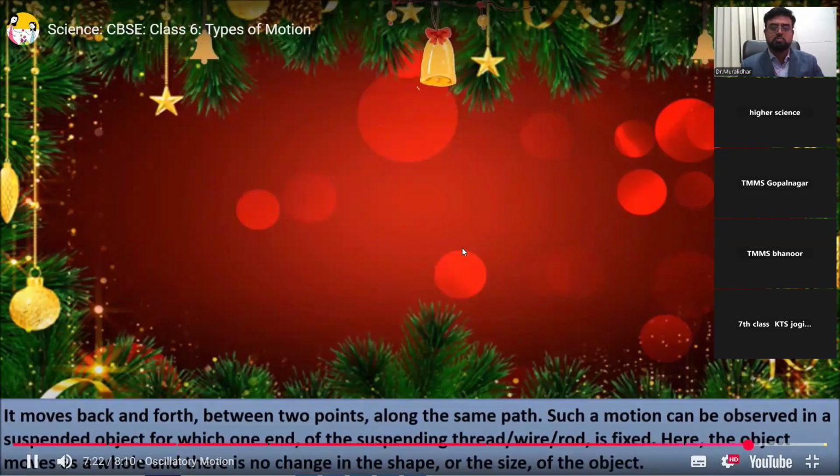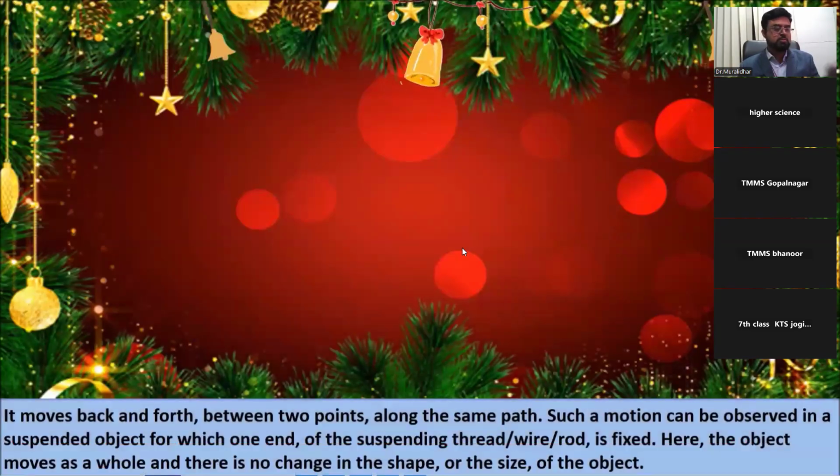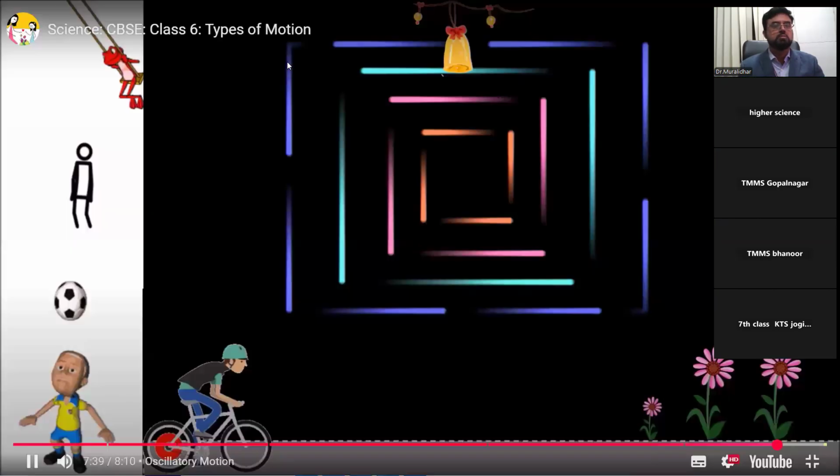Such a motion can be observed in a suspended object for which one end of the suspending thread, wire, or rod is fixed. Here, the object moves as a whole and there is no change in the shape or the size of the object.